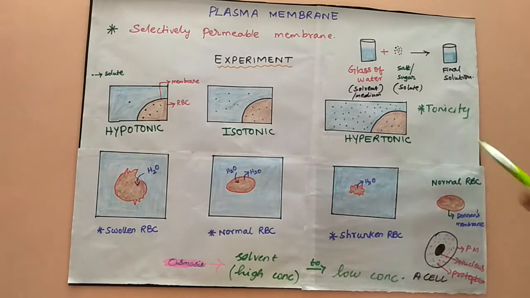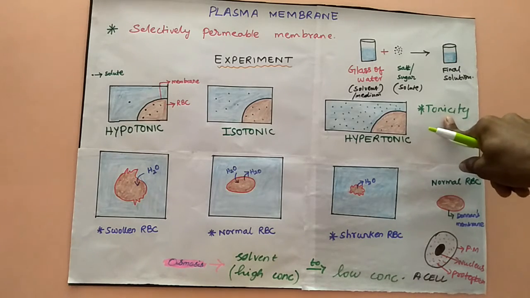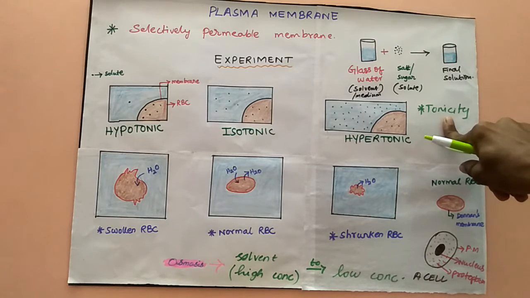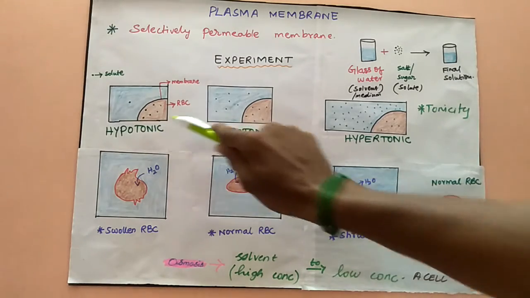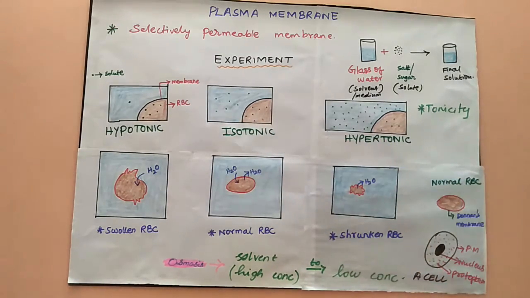So what is meant by tonicity? I have written it here. Tonicity is the study of the concentration of two different solutions. With this comparison of the concentrations of the two different solutions, we study the tonicity. Only with this comparison do you get a result called hypotonic, isotonic or hypertonic.